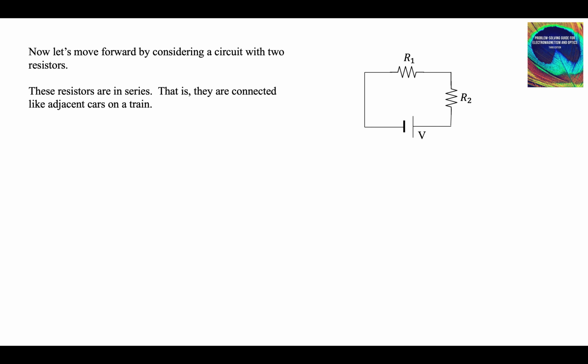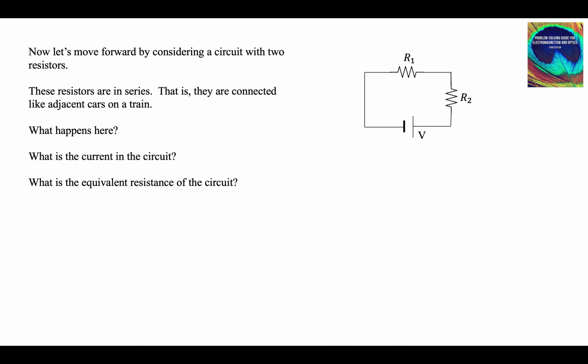So now let's consider a circuit with two resistors. There's a circuit with two resistors, R1 and R2. These are in series, one after another. There's no option for the current. There's no branching. So let's look at this. What is the current in this circuit? What is the equivalent resistance? These are the questions we're going to ask.